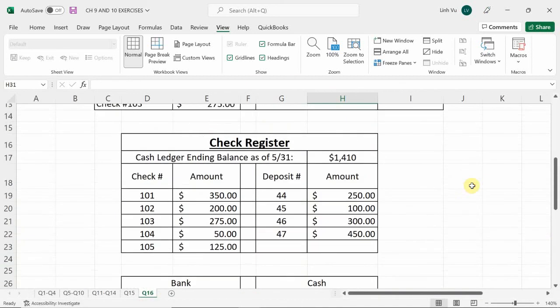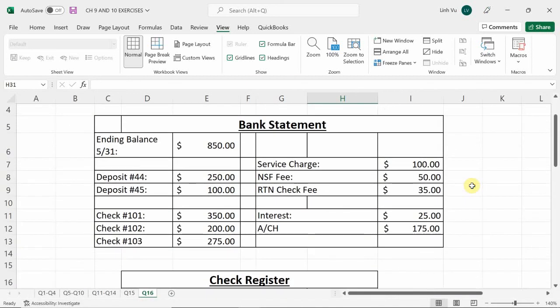So in this case, let's take a look. What did I get charged? In this case, I got charged a service charge, right? Because again, if I'm using the bank to collect money for me, they're going to charge me money for that too. So I got charged $100. I got charged an NSF fee because I wrote a check without having enough money in there. And I got a return check fee. That means I deposited money that didn't work and it bounced. So in this case, I got charged $35.